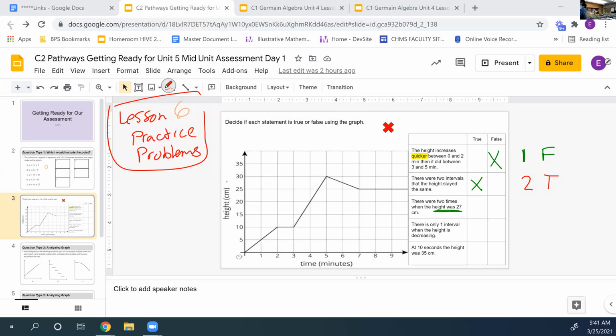In centimeters, height in centimeters. Which axis is talking about height in centimeters? Very good, Tiffany. Our y-axis is talking about height in centimeters. So are there 2? We're going to look for the number 27. And 27 falls where? Between what 2 numbers on our y-axis?